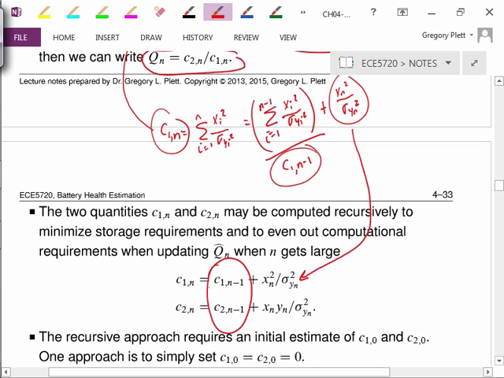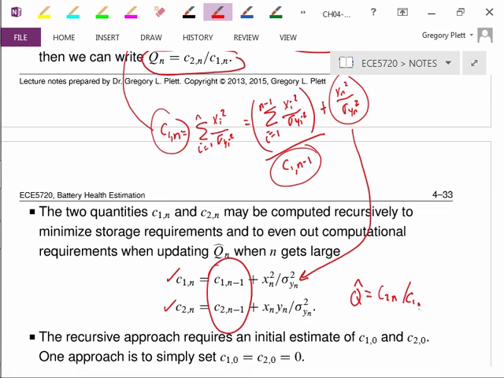Now I've got constant storage requirements. I need to store two numbers, and only two numbers. Every time I get one new data point, I update c1, I update c2, and then I update my q hat. My q hat is equal to c2,n over c1,n. But I only need to store two things, and I can throw away the xn and the yn because I never need them again.